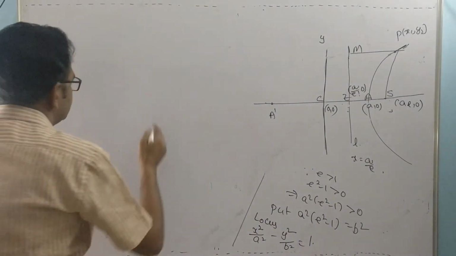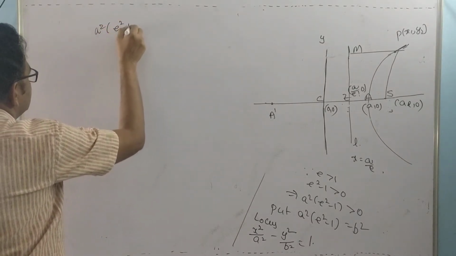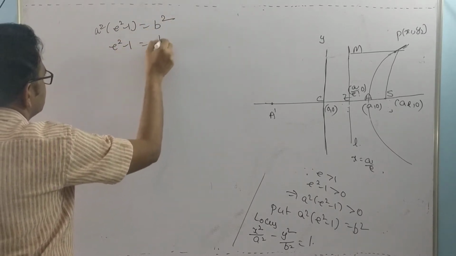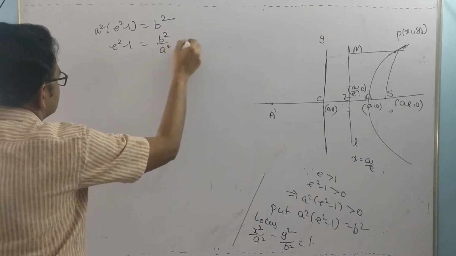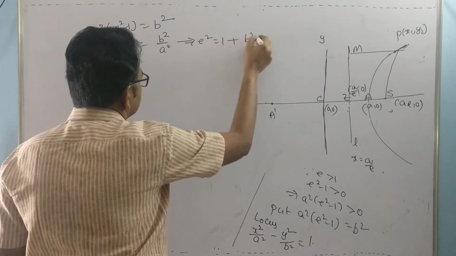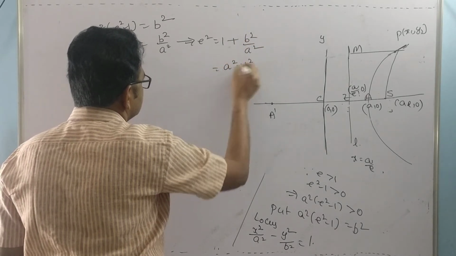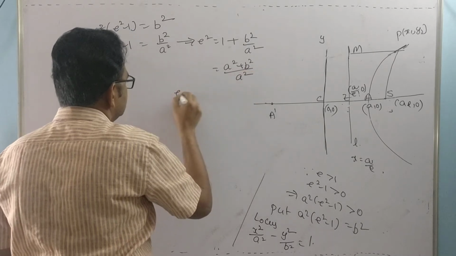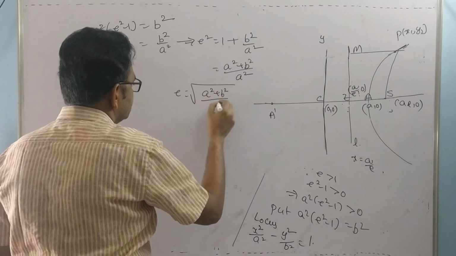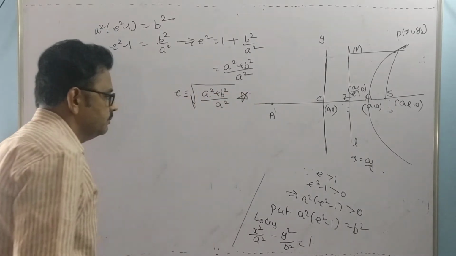So the eccentricity of the hyperbola is here: a square into e square minus 1 is equal to b square. E square minus 1 equal to b square by a square, implies e square equal to 1 plus b square by a square. That is a square plus b square by a square. E is equal to root of a square plus b square by a square. So this is the eccentricity of the hyperbola.